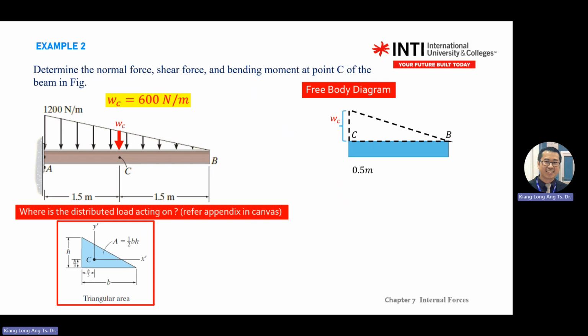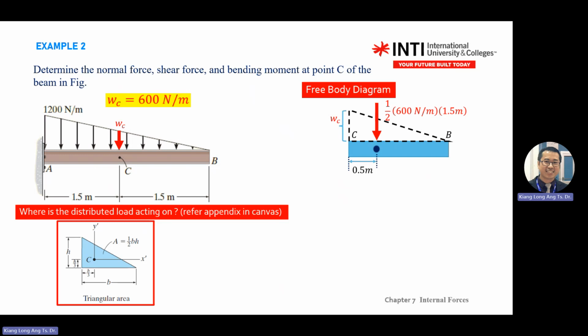So I'll just give you the appendix there. This is from the appendix. The location of the distributed load is 1/3 of B, the base. The height of the location is also 1/3 from the base. So if you continue the calculation, you put in all the values, and convert the triangular distributed load into a force load.